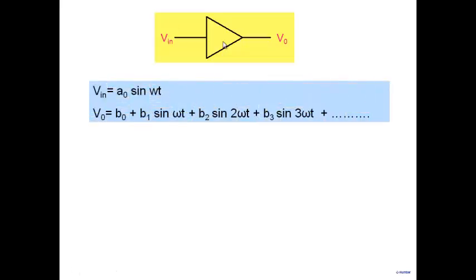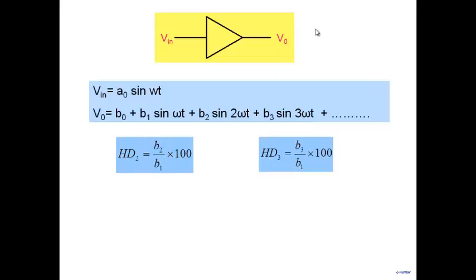So what we do is, we feed in a sinusoid, Vin, let's say A0 sine omega t, and at the output what you find in general is you may find some DC value. Let's ignore that for a moment. B1 sine omega t. So corresponding to omega, you get an omega output also, which we expect and which we want, but you get harmonics also. You get sine 2 omega t, sine 3 omega t, and so on. That's the consequence of nonlinearity. So we can define a harmonic distortion.